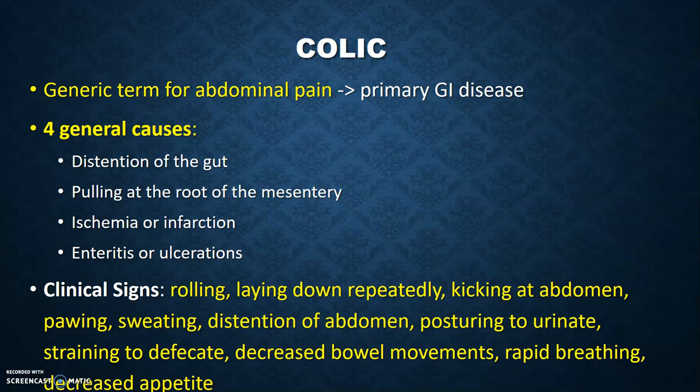Clinical signs, again, these can vary. Horses may have all of these. Horses may just have one of these. So rolling, laying down repeatedly. They're up, they're down. They seem very restless. Kicking at their abdomen, pawing, sweating. You may notice their abdomen looks distended. They may posture to urinate.